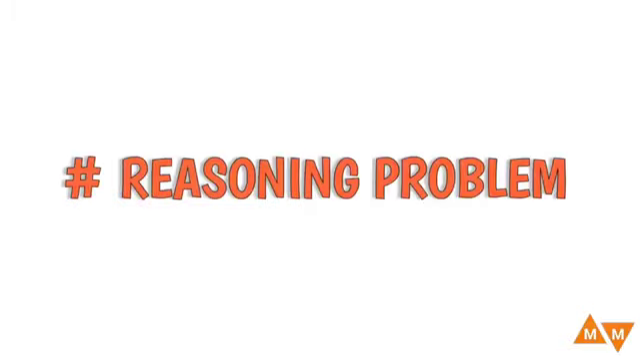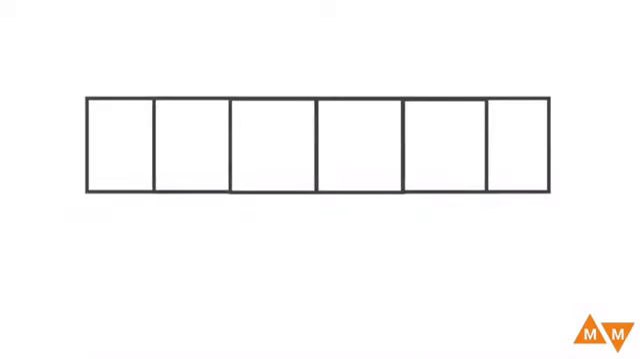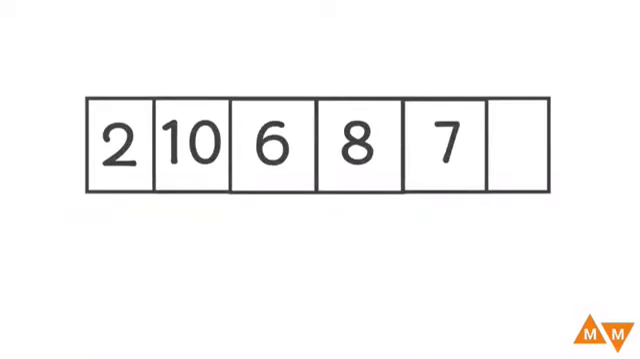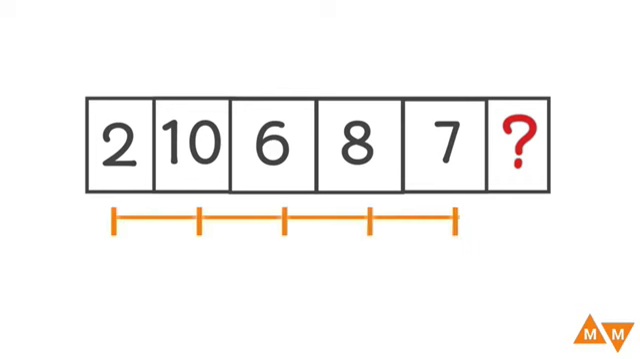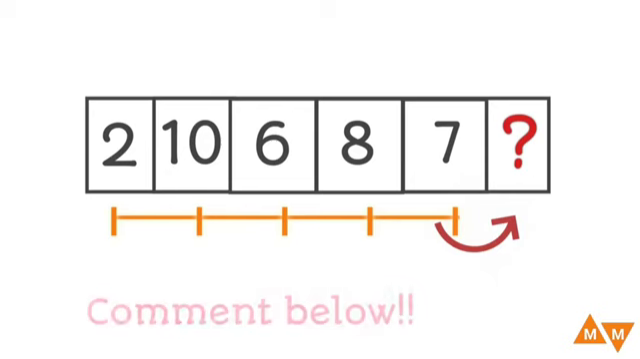Now look at this logical reasoning problem. Here we have some boxes filled with numbers. The digits are 2, 10, 6, 8, and 7. And this particular box is empty. In this problem, you need to fill this box with the correct digit. So basically, you have to find a pattern or a relation between the digits, and you have to fill this last digit according to the same pattern. Let's see step by step how to solve it. But first try to solve it yourself and comment below your answer in the comments.